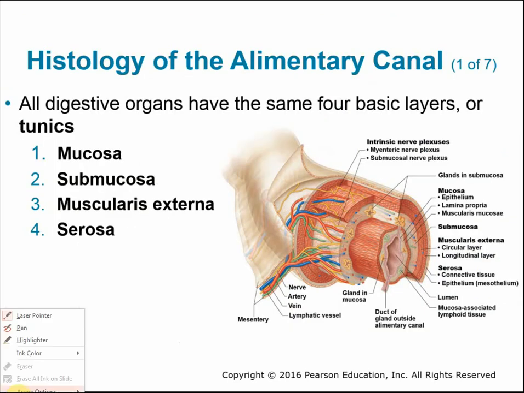Right, so looking at some histology of the alimentary canal. All digestive organs are going to have the same four basic layers or tunics. So we'll have a mucosa layer, the innermost layer, a submucosa just outside of that, followed by the muscularis externa, and then finally the serosa. The serosa is pretty much the same thing as, or it's part of, that mesentery or that visceral peritoneum.